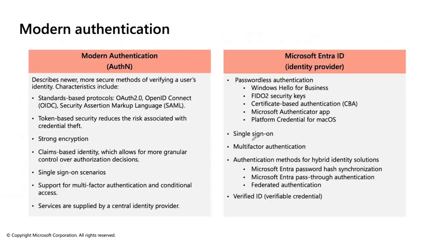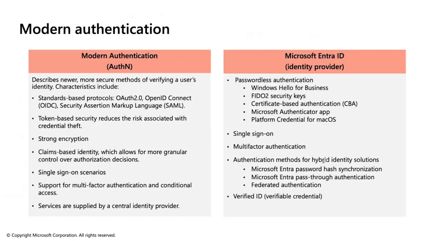In modern authentication in Entra ID, we have a modern authentication design where we use modern protocols like OAuth, OpenID Connect (OIDC), or SAML for authentication. And for that, we use different kinds of passwordless authentication models: Windows Hello for Business, FIDO2 security keys, certificate-based authentication (CBA), the Microsoft Authenticator app, and platform credentials for Mac. These are the different things we see. We can also use single sign-on and multi-factor authentication methods for hybrid identity solutions. So these are the different things that we can achieve in modern authentication.